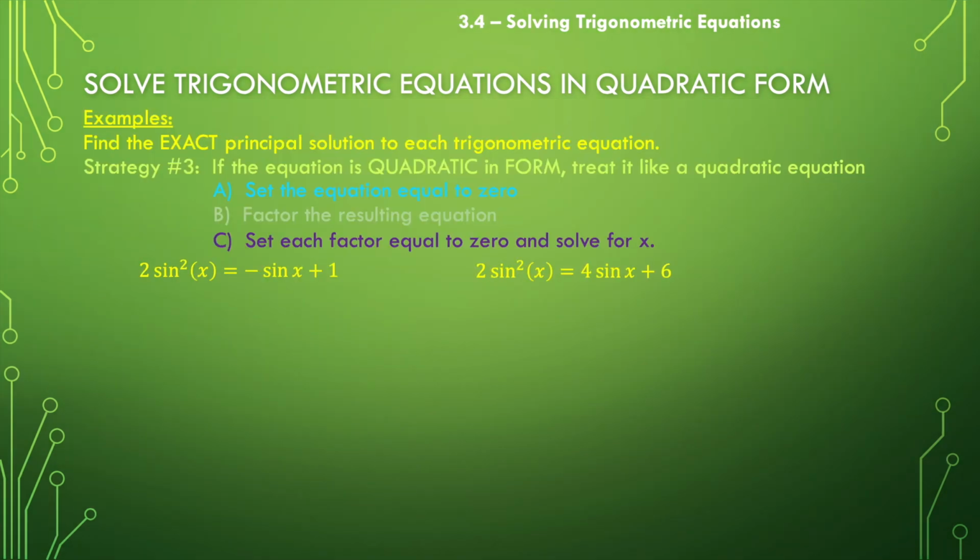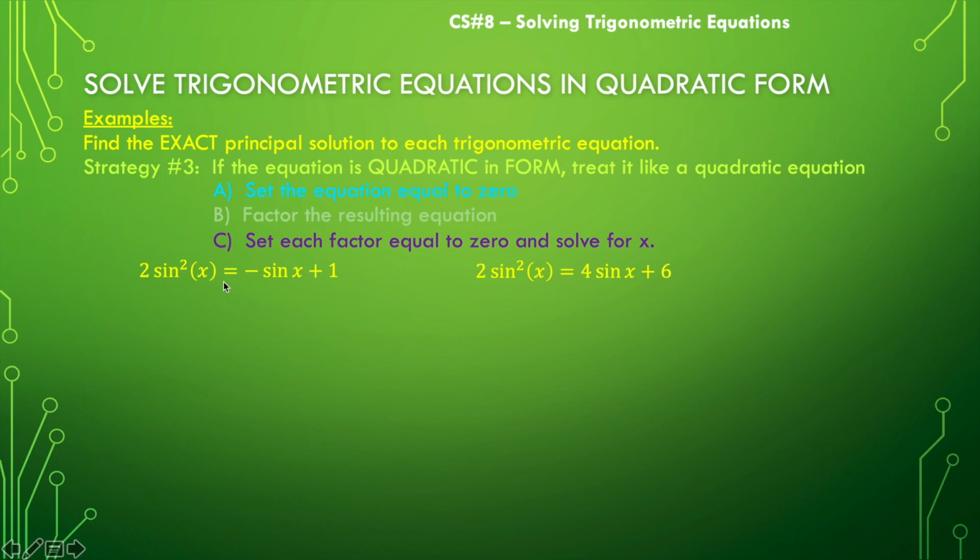Okay, so for these examples, remember that we are looking for exact principal solutions, and remember that principal solutions just means we're looking for only the solutions that are going to be on one rotation of the unit circle. And that means from 0 to 2 pi, but not including 2 pi. So let's start with this first one.